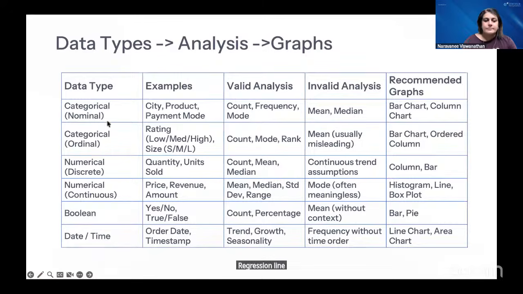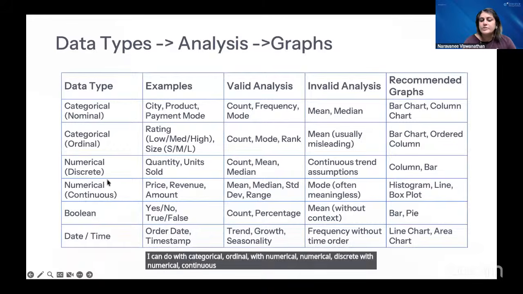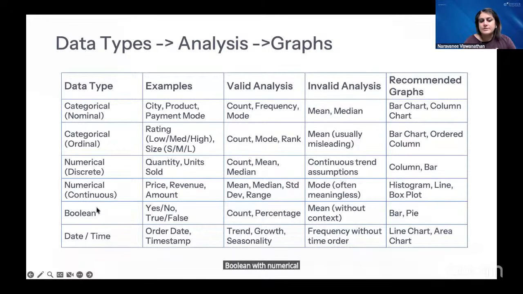Regression line again. I can do it with categorical and numerical. I can do it with categorical ordinal with numerical, numerical discrete with numerical continuous, numerical continuous with numerical continuous, Boolean with numerical continuous, right? If I convert date as 1, 2, 3, which is in an order, ordinal data, I can do that also. Am I making sense, everyone? Is the concept of what graphs to use for what kind of data type clear? Anyone having any questions?